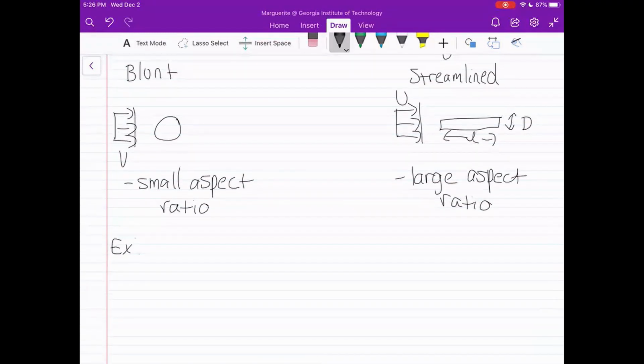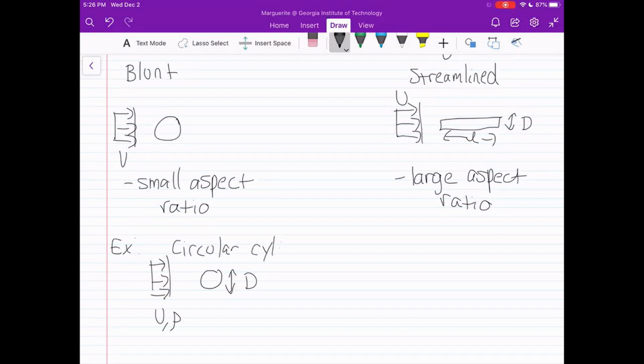If we have a sphere that has a diameter d in an external flow, with a fluid velocity of u and a density of rho. So this is our circular cylinder. Sorry, I said sphere, but I meant circular cylinder. The drag coefficient for this circular cylinder is 1.2.